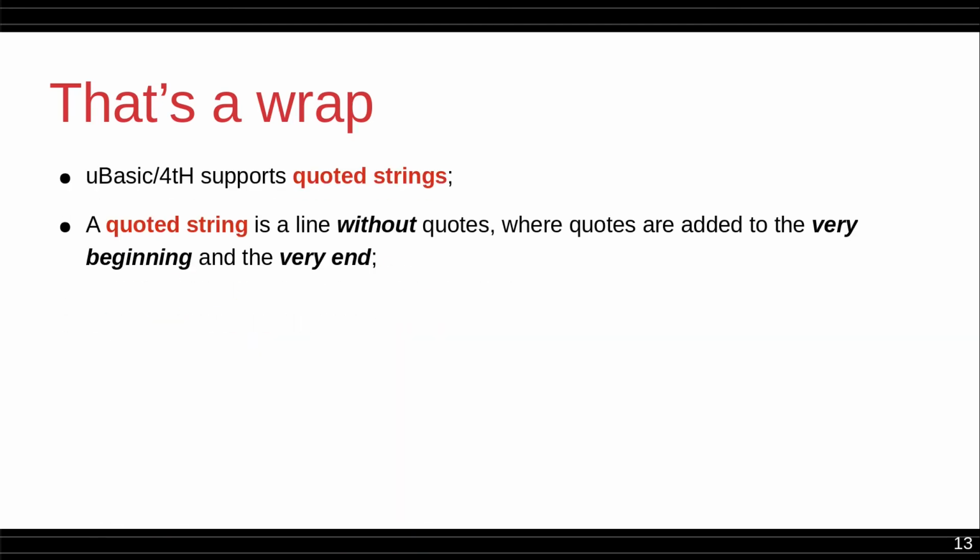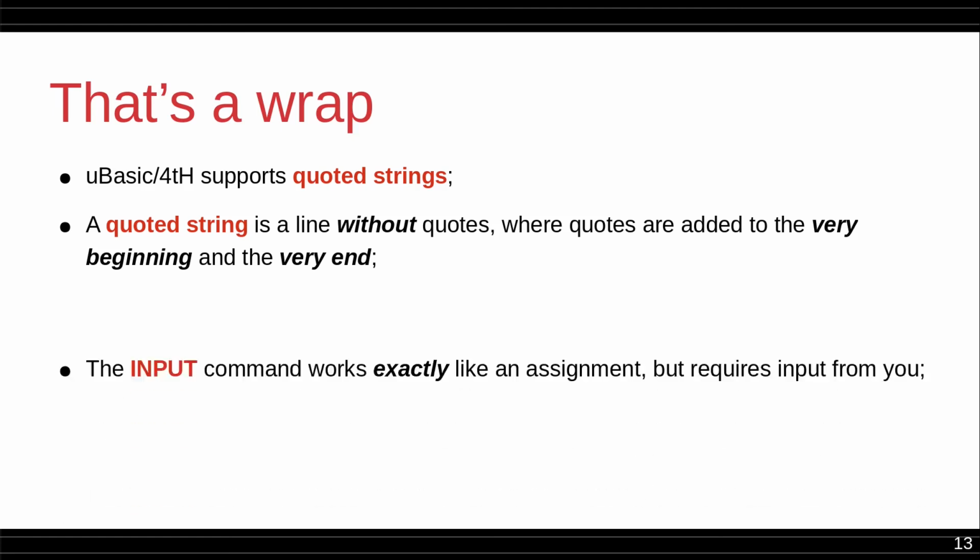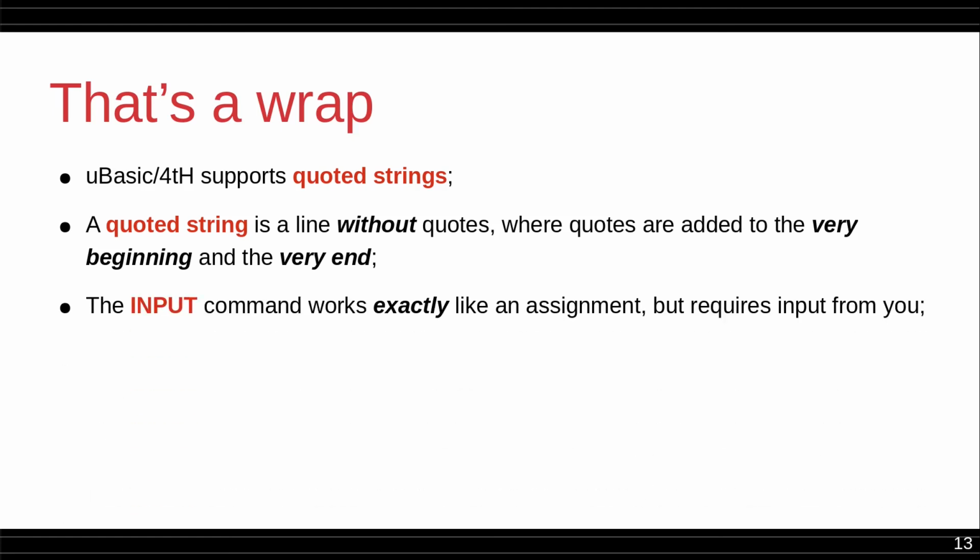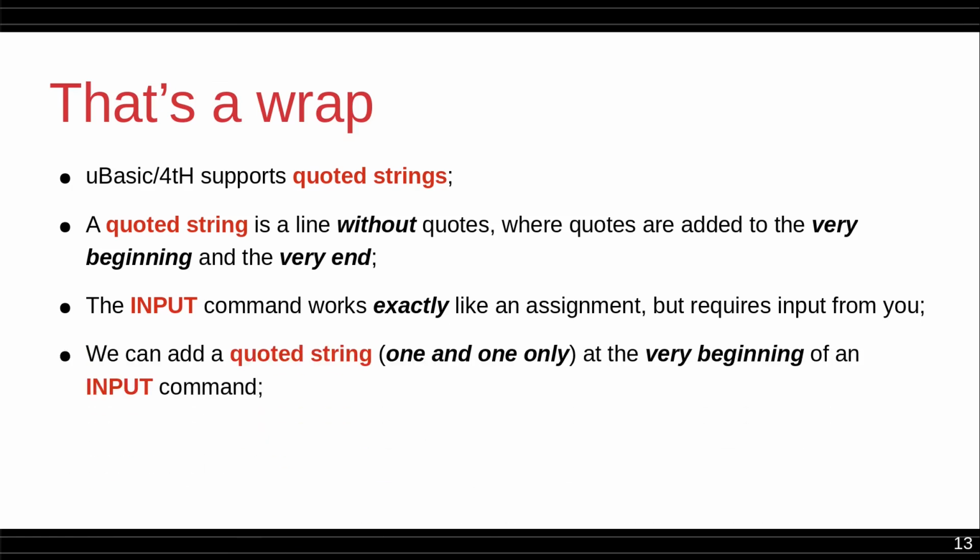And that's a wrap. So, what did we learn today? You know what quoted strings are and that uBasic 4 supports them. A quoted string is any line of uninterrupted text without double quotes that begins and ends with a double quote. You know that there's another interactive way to assign a value to a variable, and that's the input command. You can prepend any quoted string at the beginning of an input statement as long as you separate it from the variable by a comma.